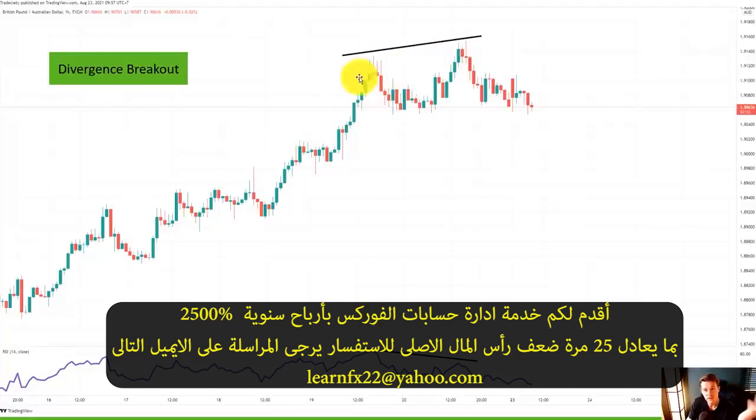So the market did make a higher high, but the indicator confirmed and said that this is not a strong higher high. This is already a higher high where the price is showing signs of weakness. And how do you trade that? This is actually a trade that I traded.